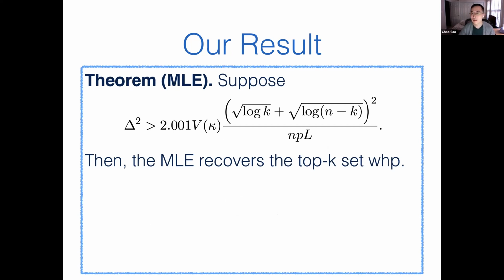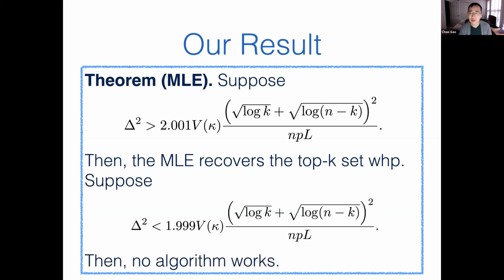Okay, and you can see that indeed log n over n p L is the optimal rate. But not only that, we are also able to identify the exact constant in front of the rate. The constant is characterized by 2 times the variance function that we defined in the previous slide, right? And if you look at the numerator of this ratio, it's also more precise. The numerator is in the form of the square of root log k plus root log of n minus k. So you can see there is a symmetry between k and n minus k, right? This is intuitive because mathematically, the problem of top k ranking and the bottom k ranking are equivalent. That's why you see this symmetry.